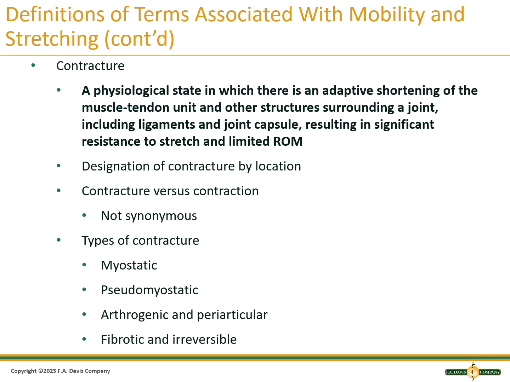We have several different types of contracture: myostatic, pseudomyostatic, arthrogenic and periarticular, and fibrotic and irreversible. And really the main difference that we need to understand in those is that the fibrotic and irreversible, we're not going to be able to do much to affect unless we are willing to cause tissue damage. And so that's going to be patient specific.